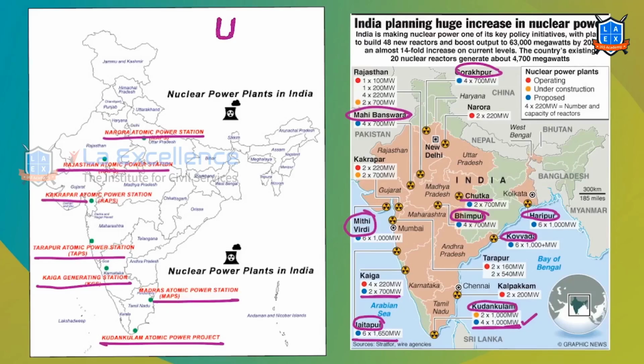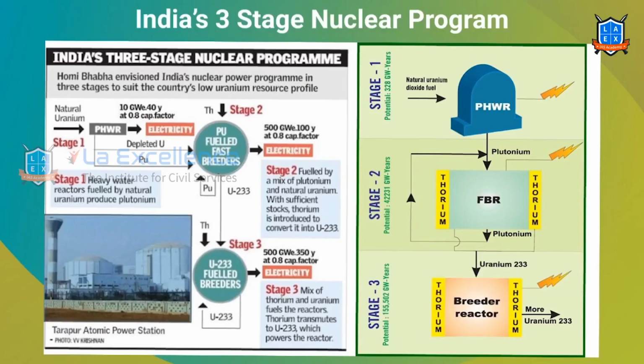So the government thought that instead of using uranium, why can't we use thorium? Why can't we have a process wherein we can generate nuclear power using thorium itself? Then, not now, in the 1950s, our government thought about a three-stage nuclear power program for India. Let's understand what it is. India's three-stage nuclear power program.